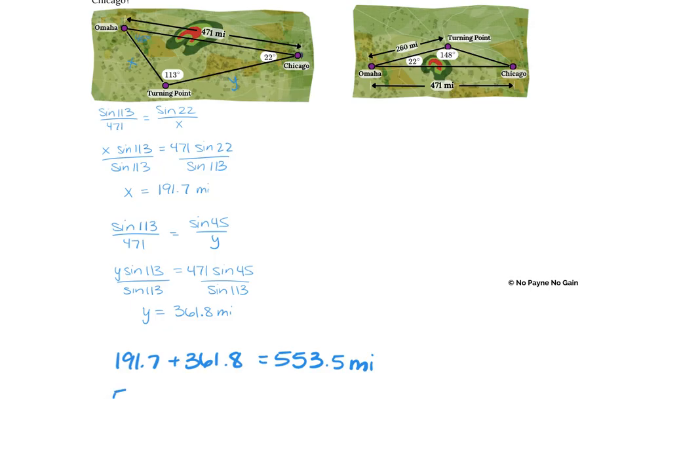We're going to take how far we traveled and subtract from that how far we would have traveled if we went direct. So we were off course. We went 82.5 miles farther.